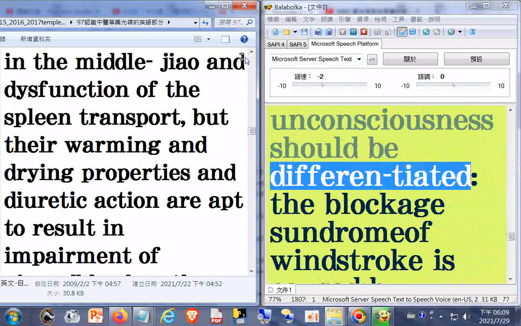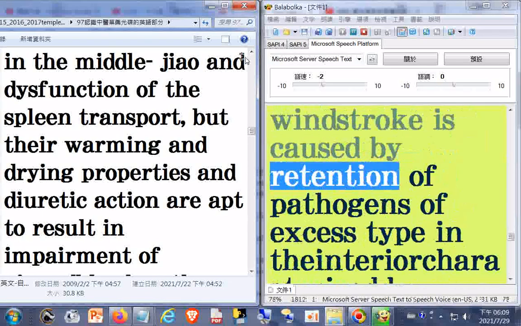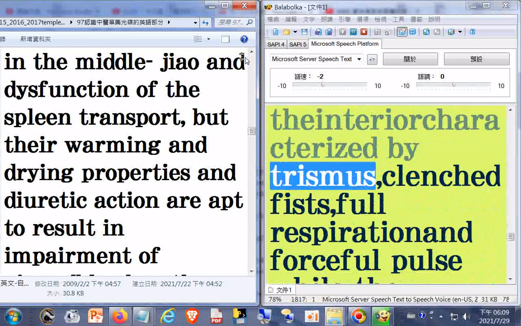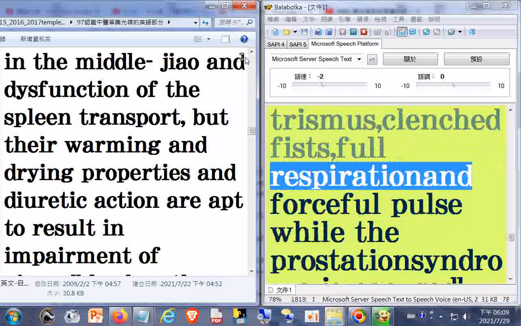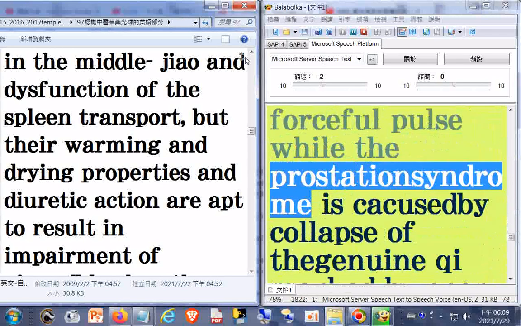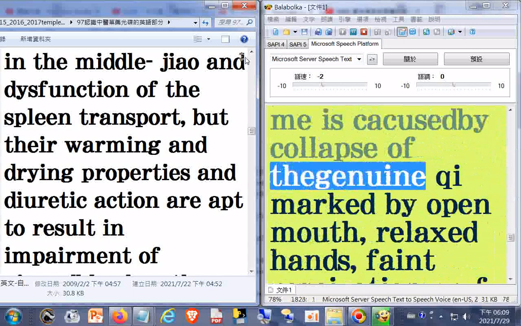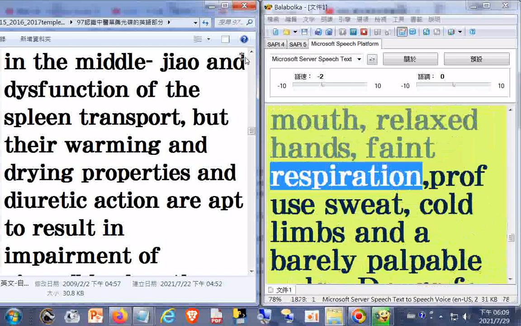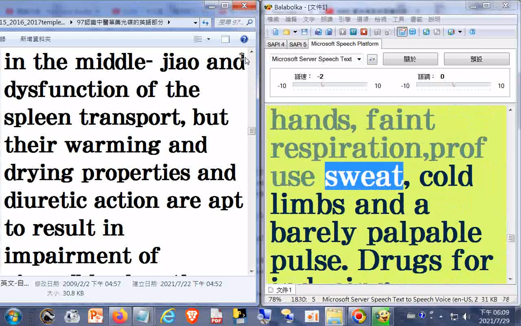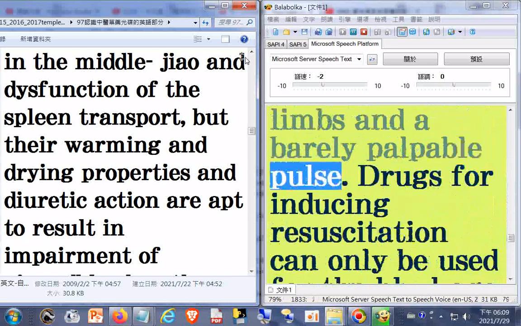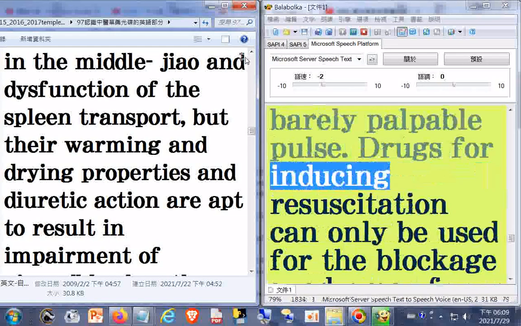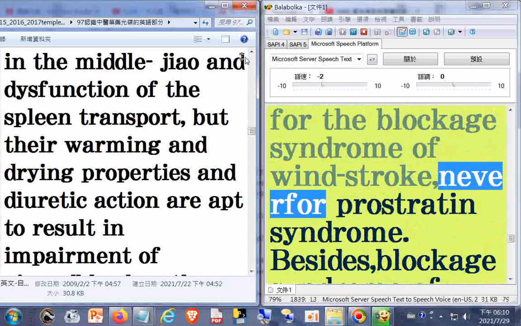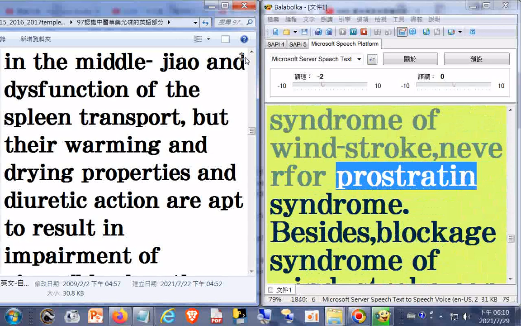The blockage syndrome of wind stroke is caused by retention of pathogens of excess type in the interior, characterized by trismus, clenched fists, full respiration and forceful pulse, while the prostration syndrome is caused by collapse of the yang qi, marked by open mouth, relaxed hands, faint respiration, profuse sweat, cold limbs, and a barely palpable pulse. Drugs for inducing resuscitation can only be used for the blockage syndrome of wind stroke, never for prostration syndrome.